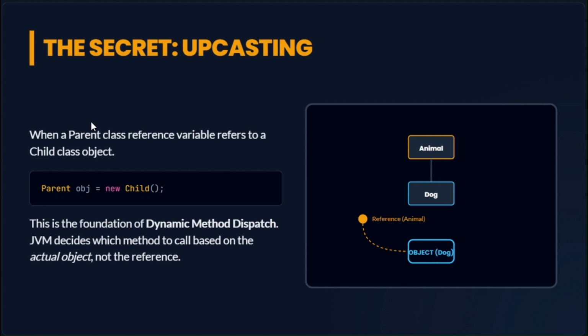How does the computer handle this dynamic behavior? Through a concept called upcasting. Look at this line: Parent object = new Child. Here we use a parent reference variable to point to a child object. When you call a method on object, the JVM performs something called dynamic method dispatch. This ignores the reference type and looks at the actual object in memory. If the object is a Dog, it barks, even if the variable type is just Animal. This is the core secret of polymorphism.